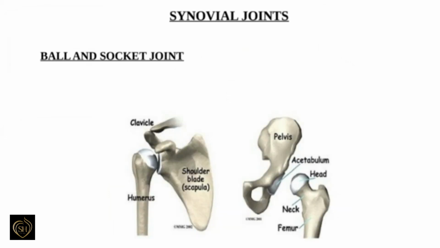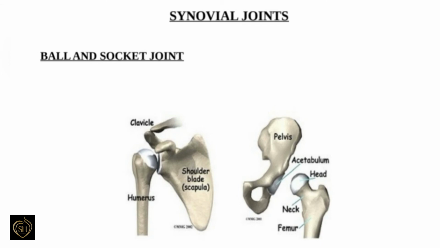Here you can see a kind of ball and socket joint. Humerus with the shoulder girdle, femur with the hip girdle. These are examples of ball and socket joint. In such joints, one of the bones forms a ball-like head while the other forms a cup-like socket into which the head fits. It allows the free movement of the bone with the ball-like head.